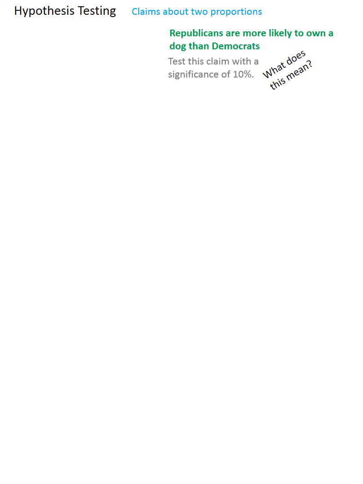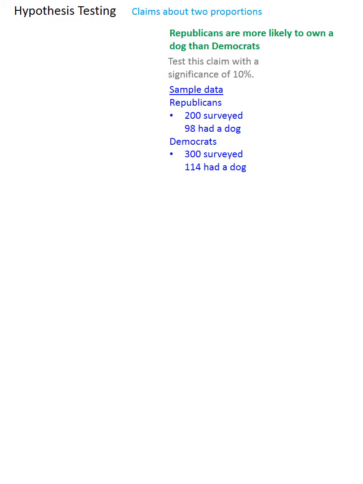Now, to say that we're testing a claim with a 10% significance means that if the probability of a false positive is anywhere up to but not exceeding 10%, then we're going to consider that low enough to accept the claim. That's what we mean when we say we're testing with a significance of 10%.